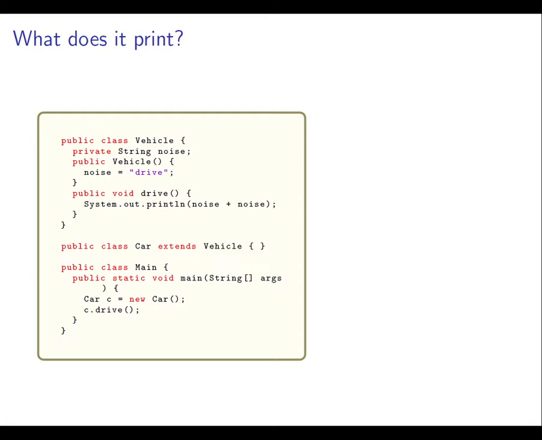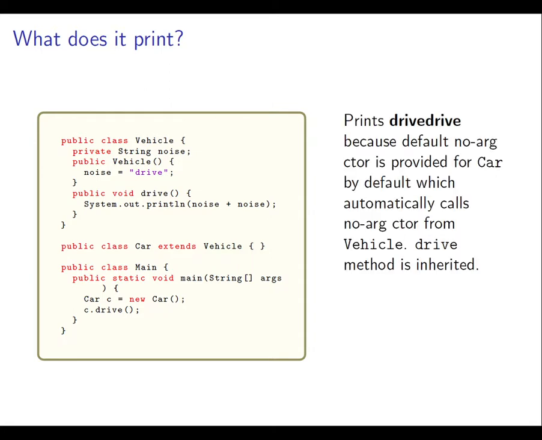What about this one? Pause and think. This is going to print drive because we have a default no argument constructor for car by default, since car doesn't define itself a constructor, and that will automatically call the no argument constructor from vehicle. And the drive method is inherited just as before.